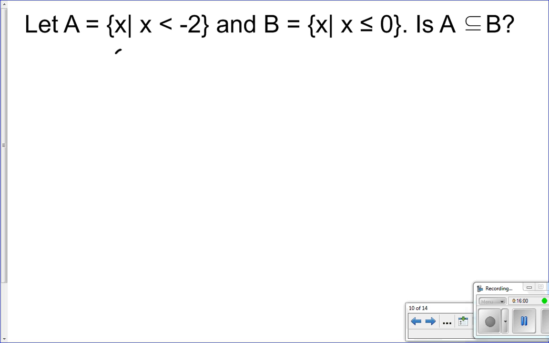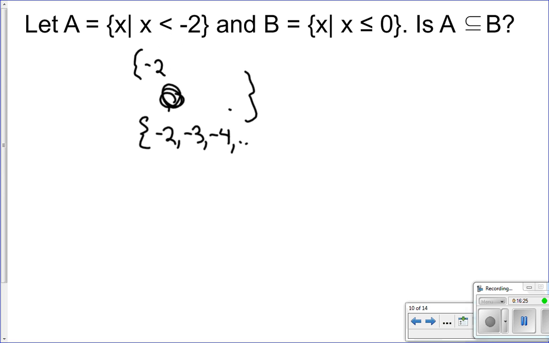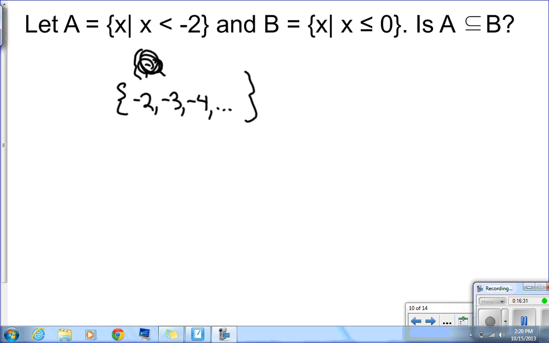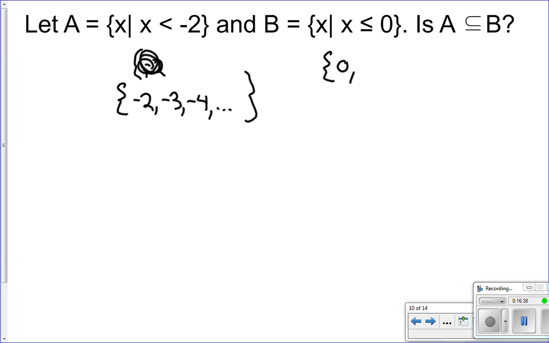So if I start listing some of these out, it's negative 2, oops, negative 2, negative 3, negative 4, etc. And then let's look at the set B. And then all the other parts of set B are 0, 1, negative 1, negative 2.